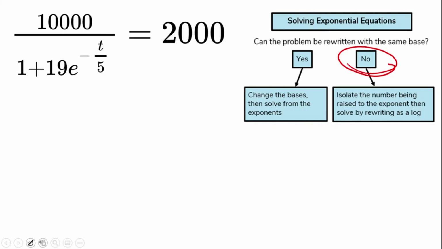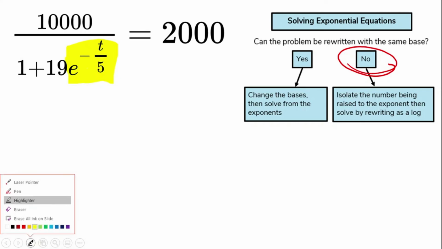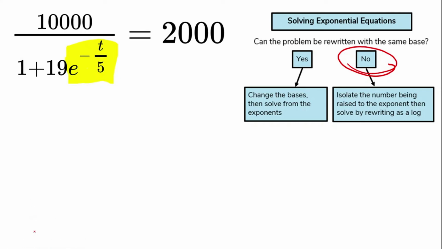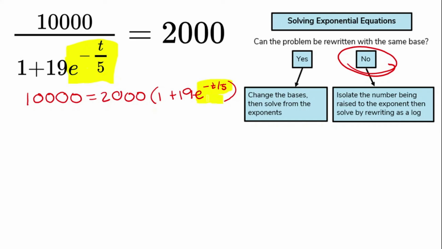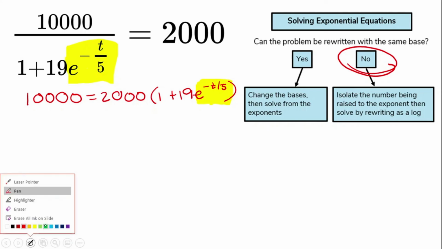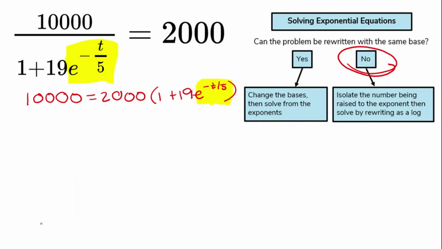All right, guys, so hopefully your answer was, I need to isolate the number that's being raised to the exponent and then solve by rewriting, right? Okay, so let's start solving this. You guys know I don't like fractions, so for my first step, I am going to multiply both sides by the denominator, and that's what's going to get rid of this whole fraction. I'm multiplying each side by the entire denominator, not just a piece of it. From here, I need to divide both sides by 2,000 because our ultimate goal is to get that highlighted part all by itself. When we divide both sides by 2,000, that's going to give us 5 on the left side.